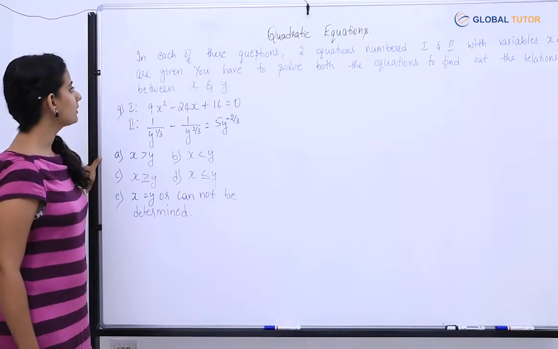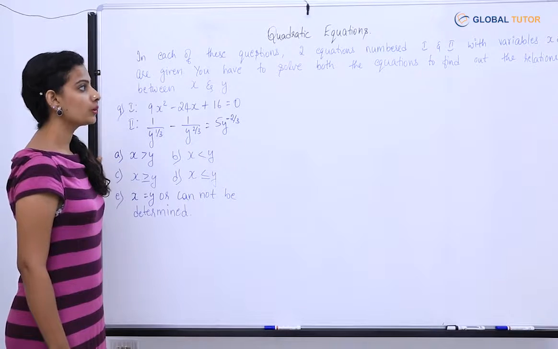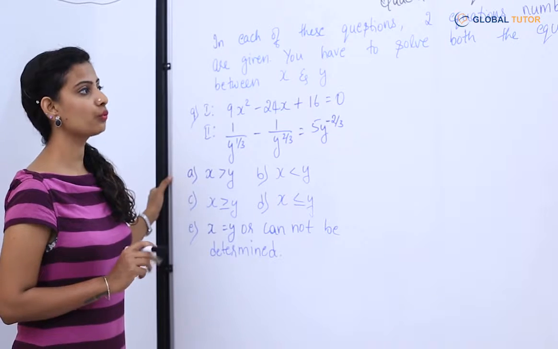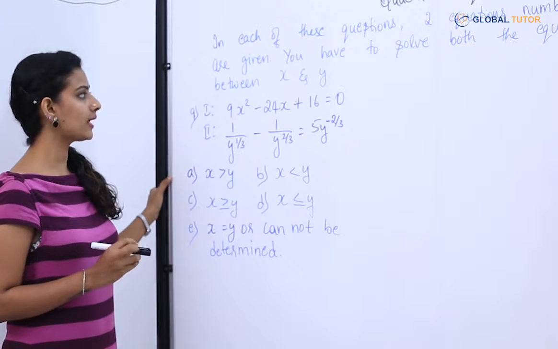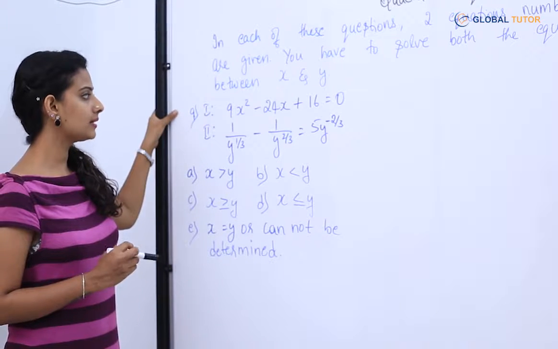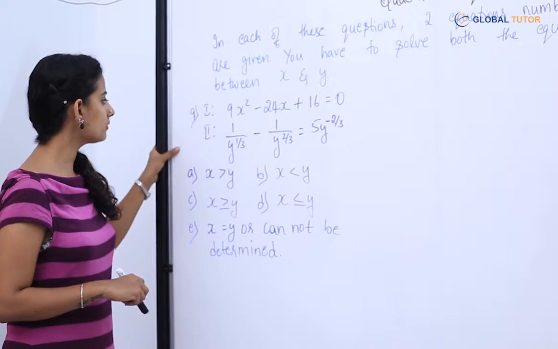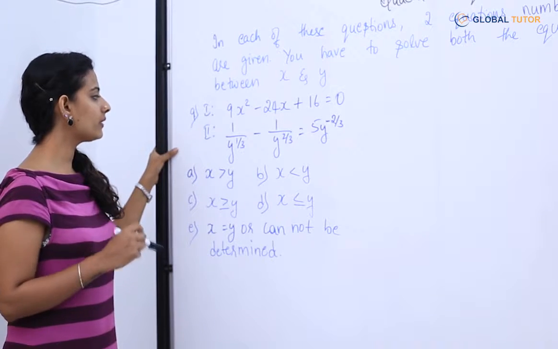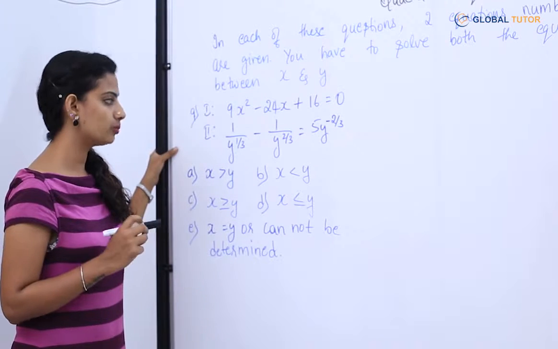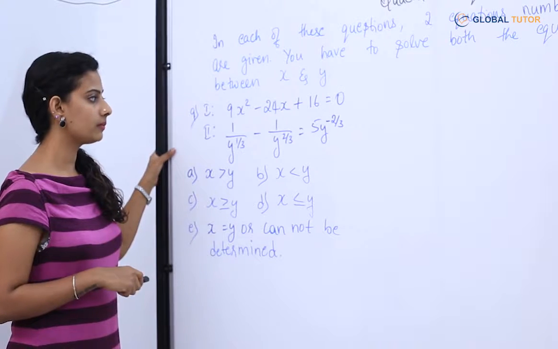Let's see the question. In each of these questions, two equations numbered 1 and 2 with variables x and y are given. You have to solve both the equations to find out the relationship between x and y. The first equation is 9x square minus 24x plus 16 is equal to 0. The second equation is 1 divided by y power 1 by 3 minus 1 divided by y power 2 by 3 is equal to 5y to the power minus 2 by 3.